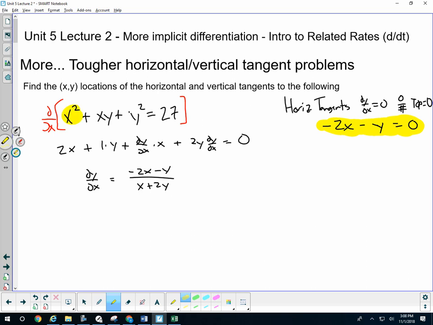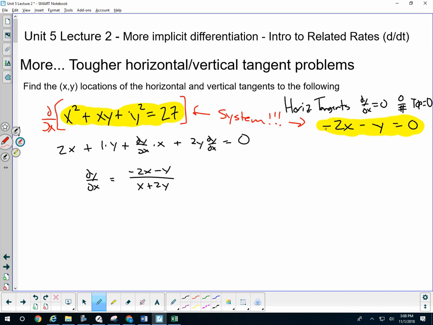Yes, yes, yes. We have two equations, right? So all of the points on the graph of this, which is an ellipse, need to have this characteristic where x squared plus x times y plus y squared equals 27. And all the points of the horizontal tangent need to have these characteristics. Well, we have a system. We have two equations with two unknowns. What do you think we should do to solve this system?